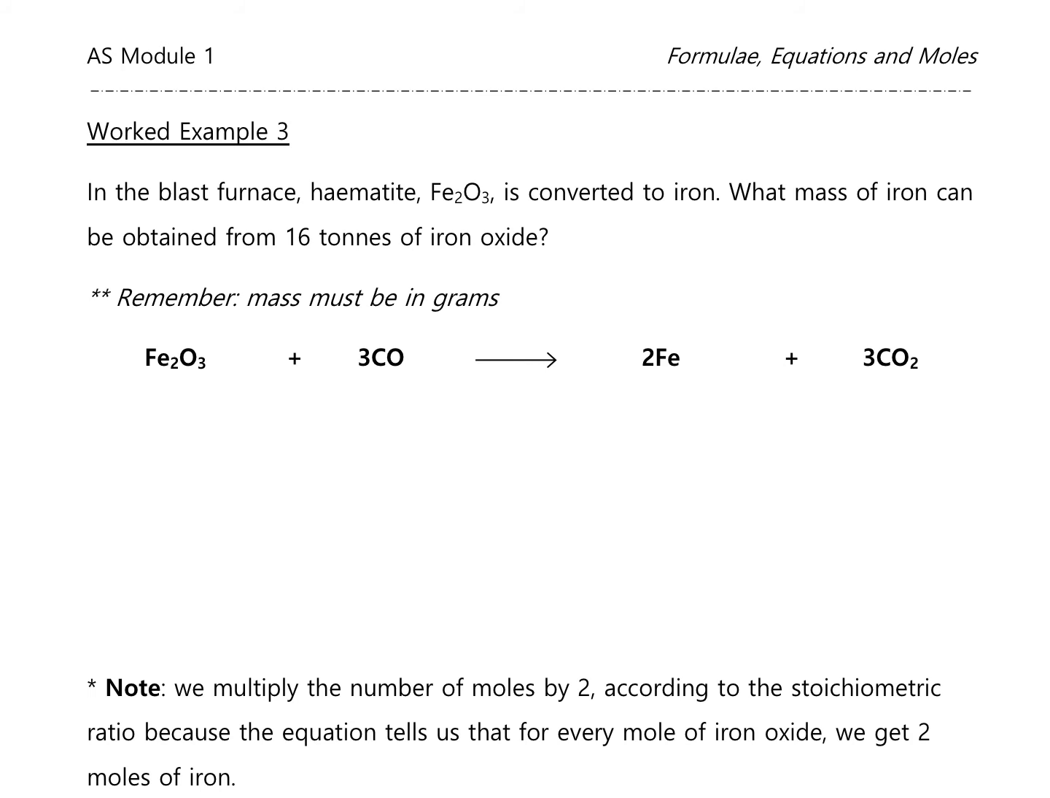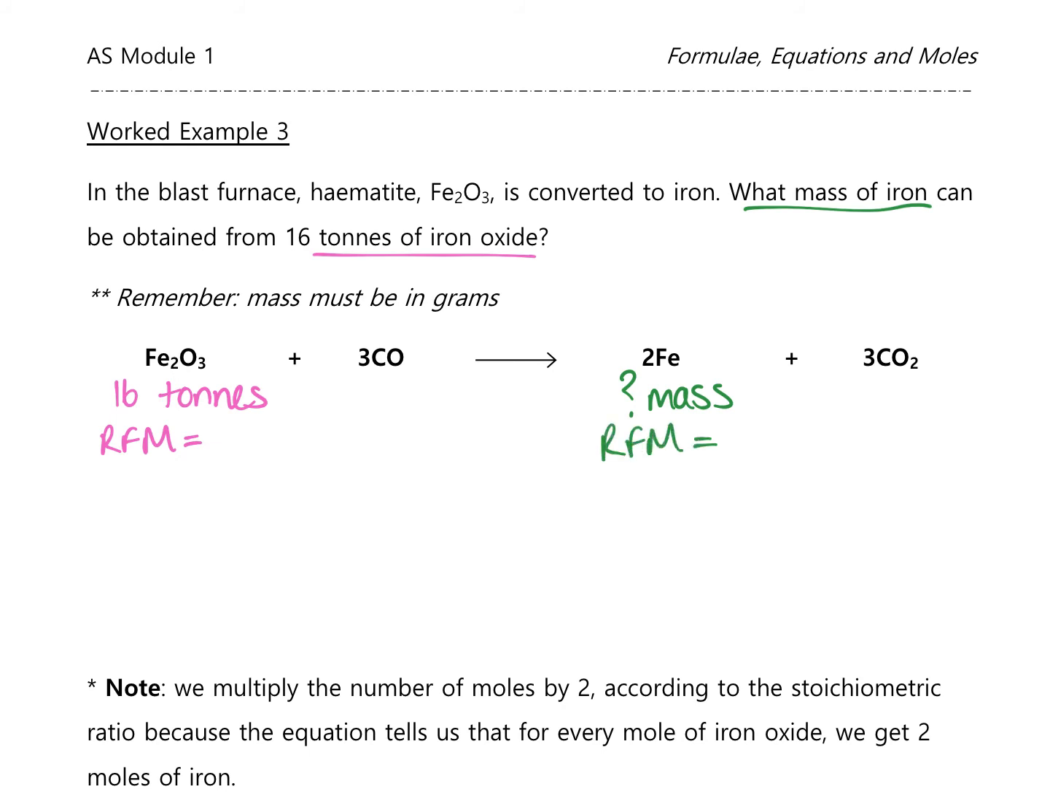It says, what mass of iron, so that's my question mark, can be obtained. So it's a product. And you can see that it's there on the right hand side. We can write our question mark mass there. Can be obtained from 16 tonnes of iron oxide. So underneath your iron oxide, I would write 16 tonnes. Okay, and then you're ready to proceed with your calculation. Again, I'd encourage you to work out your RFM first.